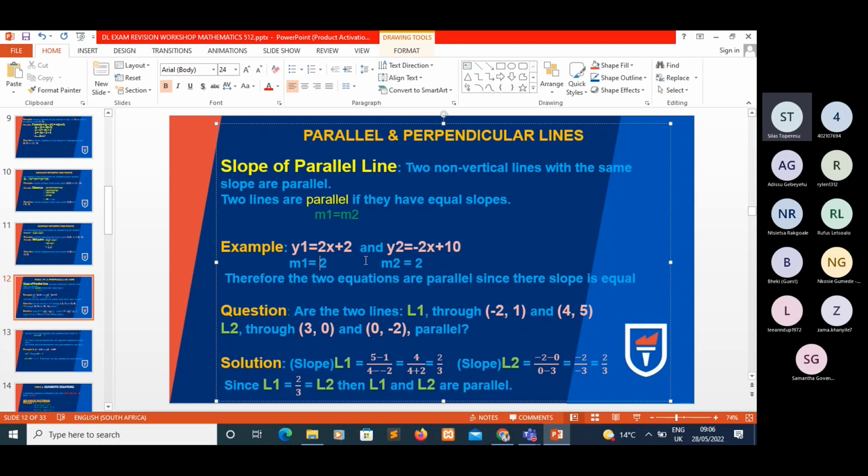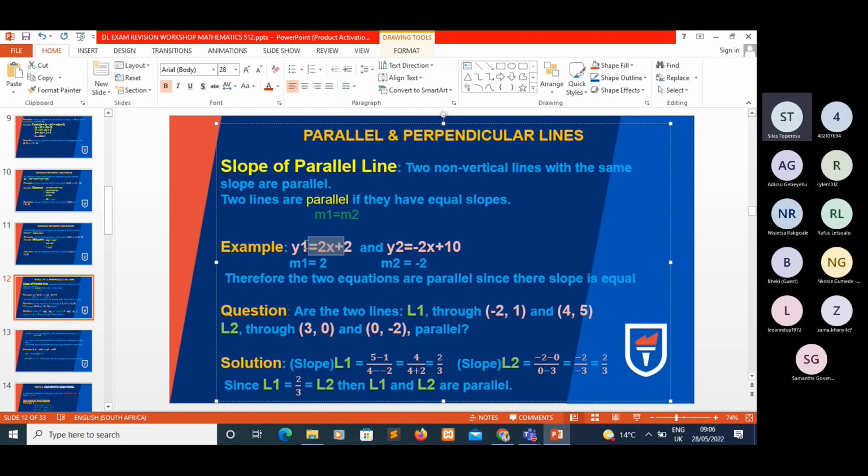This one, you've got the slope of what? If I check this, the slope is what? It is 2. But this one now, the slope of this equation is what? It's perhaps minus 2. So if I ask whether these two equations are parallel, I can conclude and say they are not parallel. Why? Because their slope is not the same.